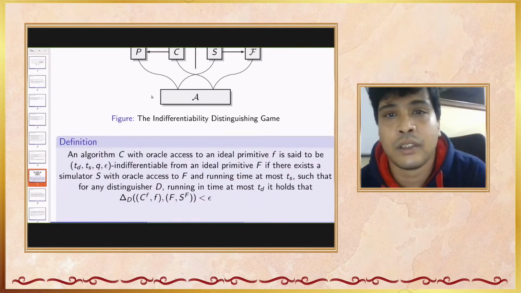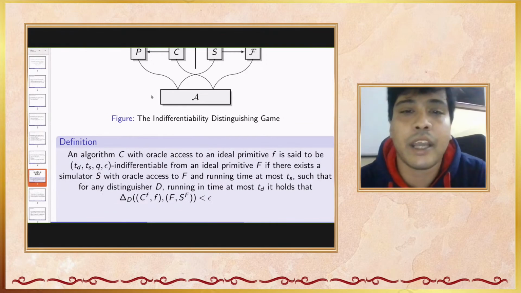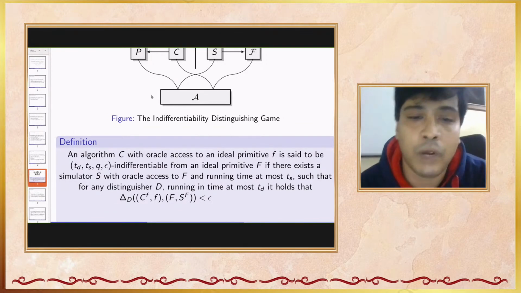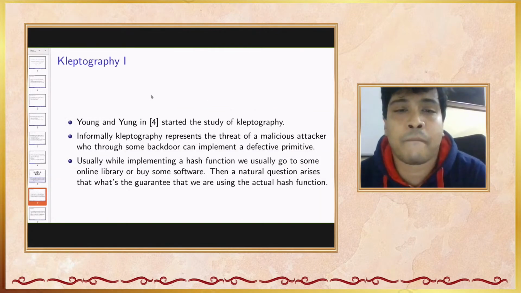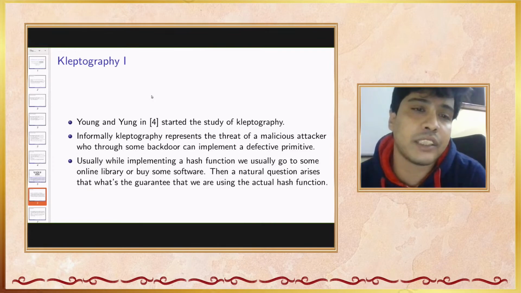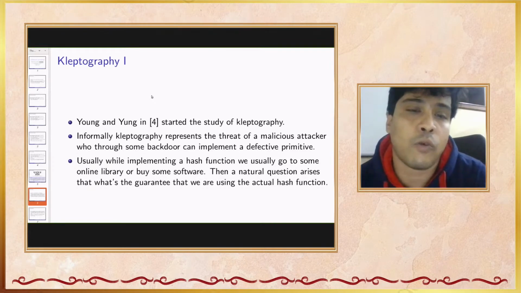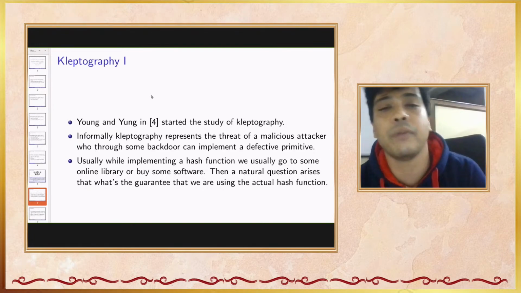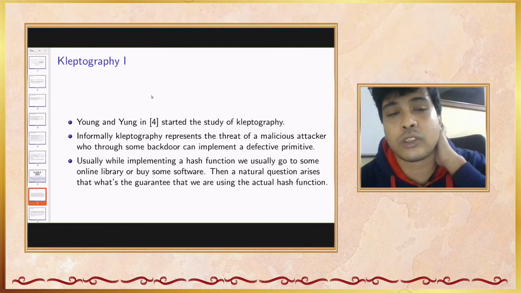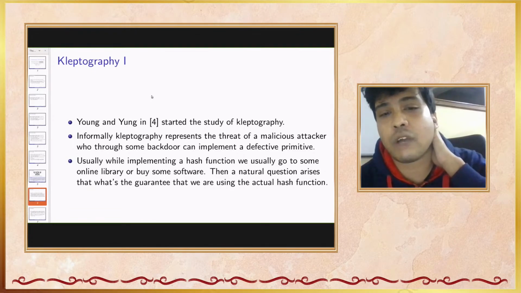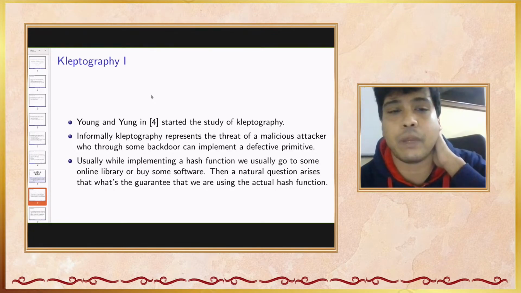So this is the indifferentiability game in picture, and this is the formal definition. I will not be going into this. Now, whether we talk about indifferentiability or indistinguishability, one common trait is that it is assumed that the building blocks, the primitives, are themselves not corrupted. To address those issues, Young and Yung started the study of kleptography. Informally, kleptography represents the threat of a malicious attacker who, through some backdoor, can implement a defective primitive.